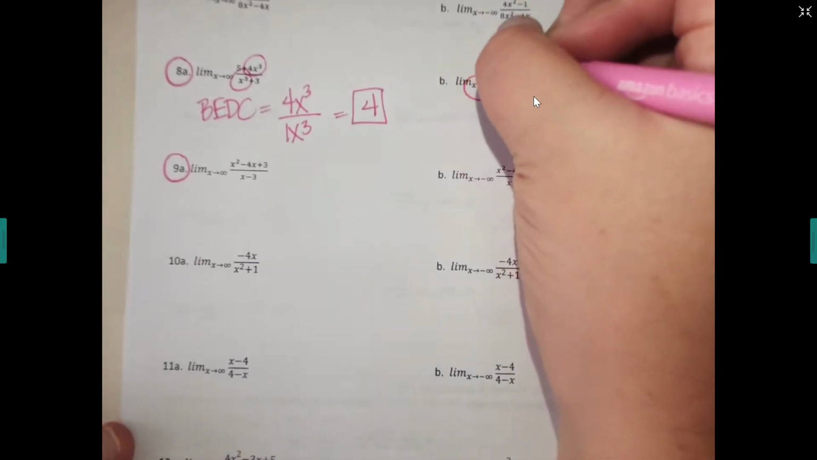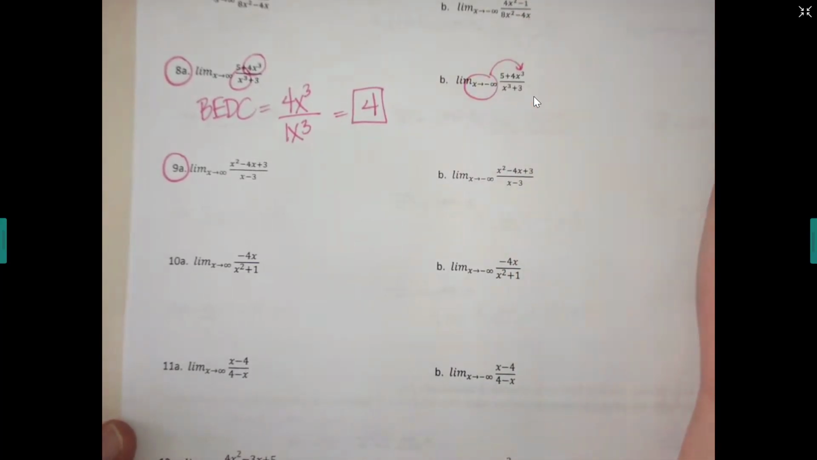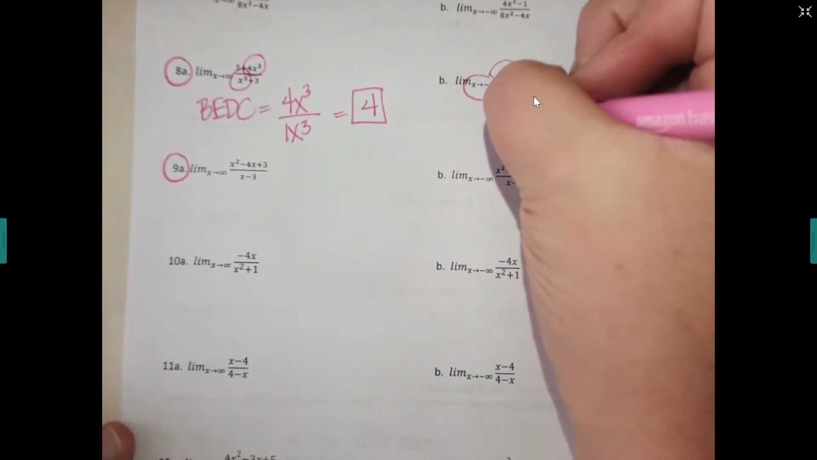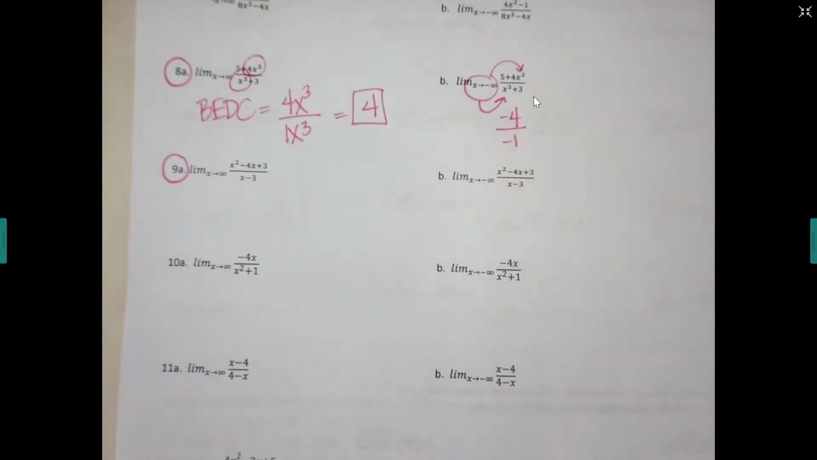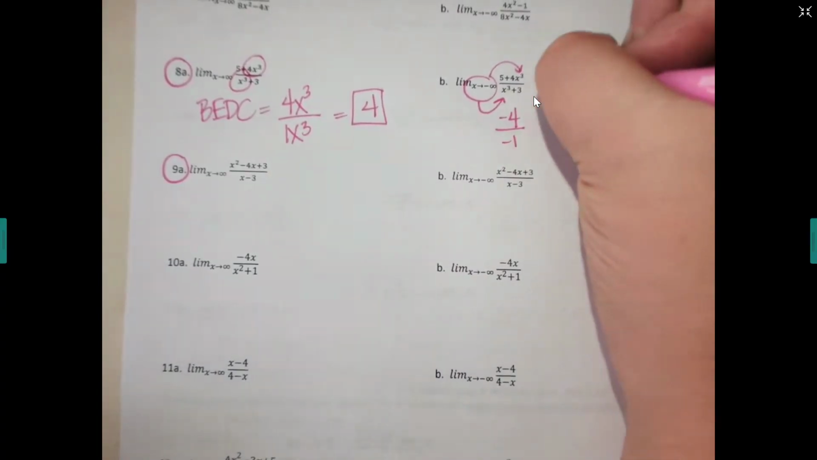So -4 to a third power would stay negative, right? So you're like, wait, it's a -4. But then what happens on the bottom? I put my negative infinity into an x³. That one also comes out negative. And then what happens with the negatives? They're going to still cancel out and give you 4.